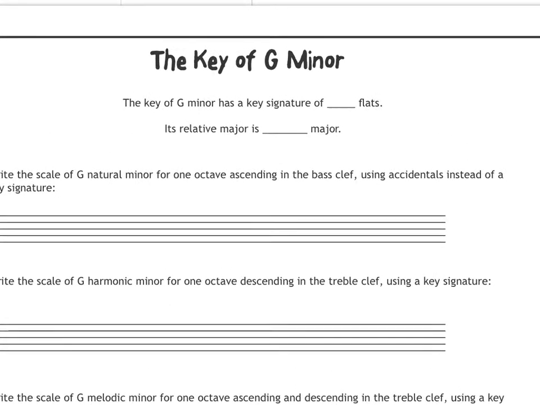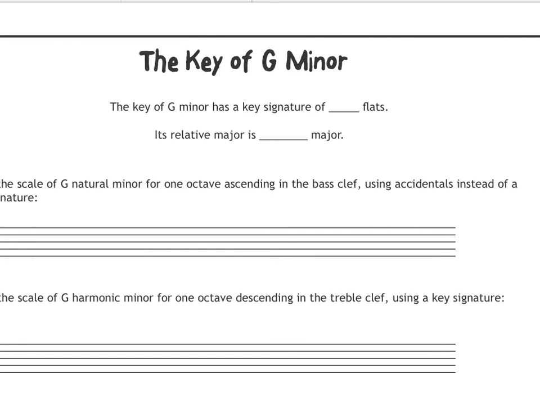So a quick little introduction. The key of G minor has a key signature of how many flats? Again, go back to your circle of fifths, and you'll know that the key signature of G minor has 2 flats, just like its relative major key of B flat major. And that's the next question. Its relative major key is, I just said it, B flat major, which has 2 flats.